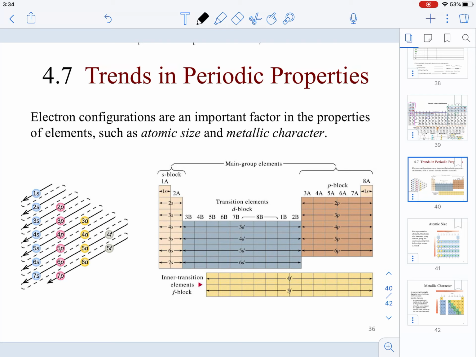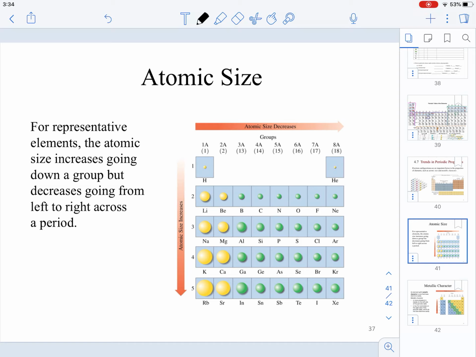So even though in the textbook ionization energy is also discussed, you guys are only going to be responsible for the concepts of atomic size and metallic character. So let's understand them in greater detail. First, let's study atomic size.